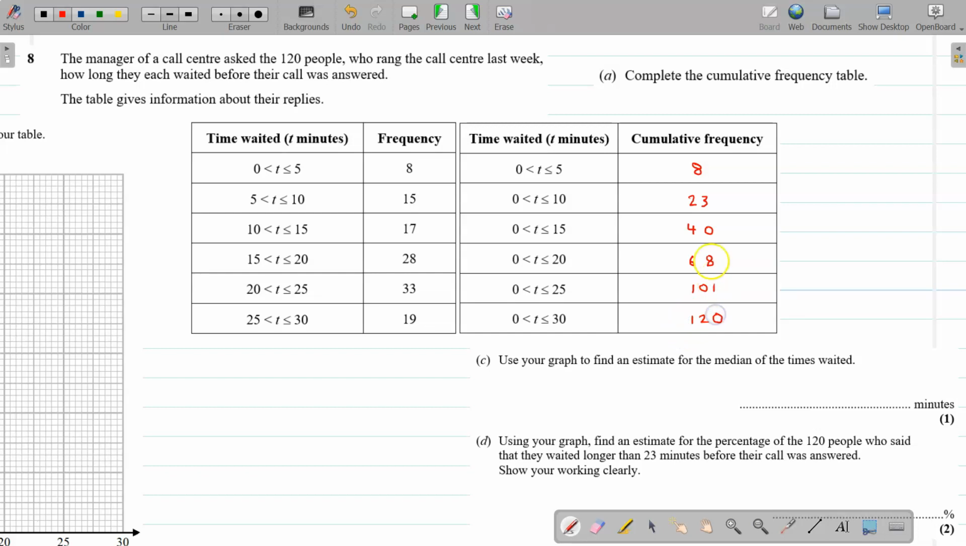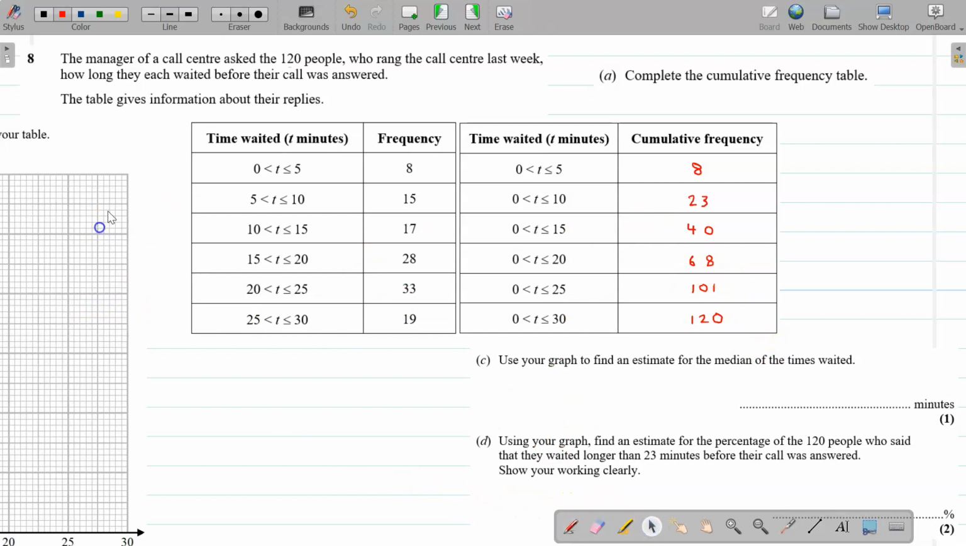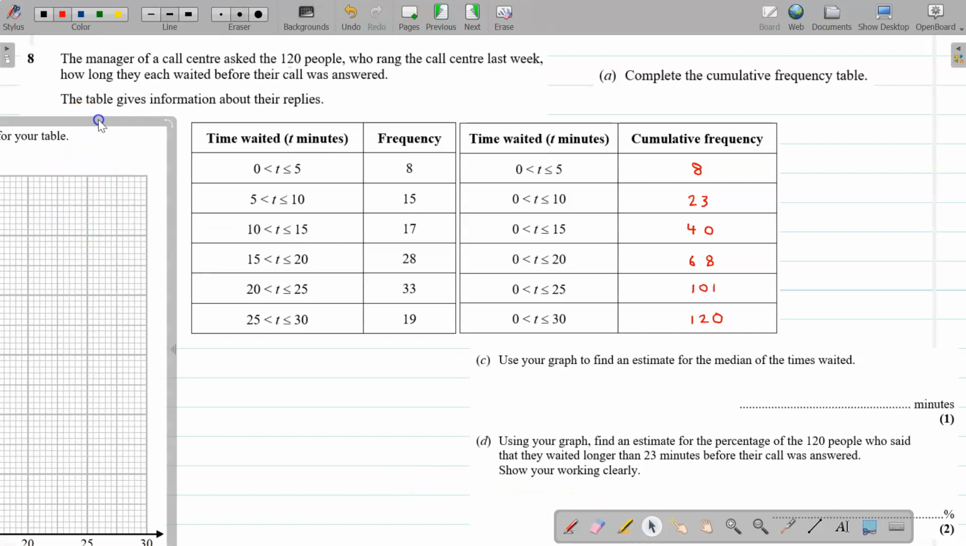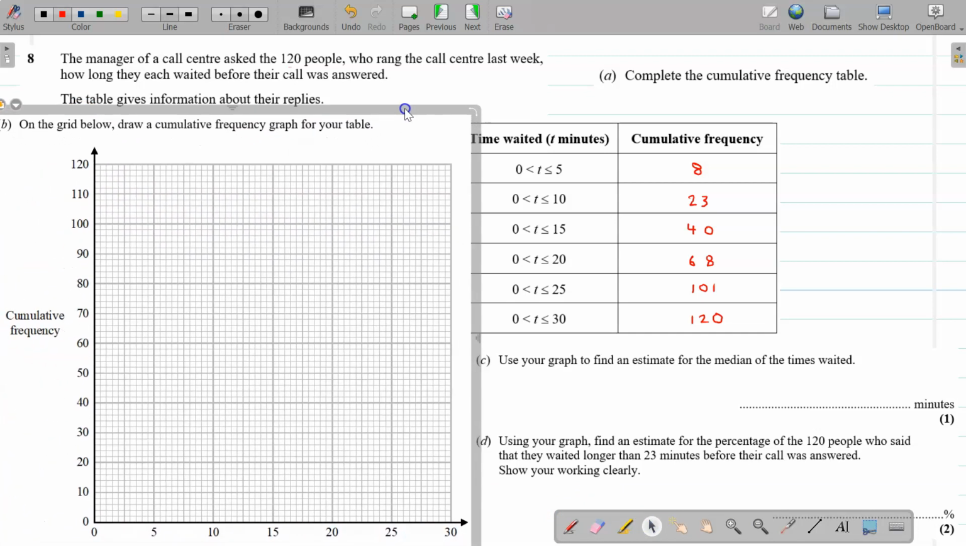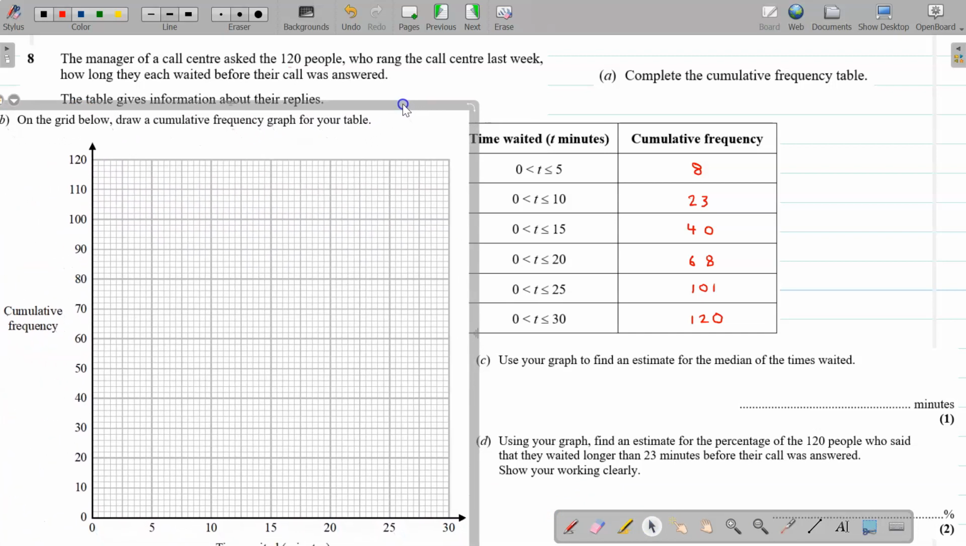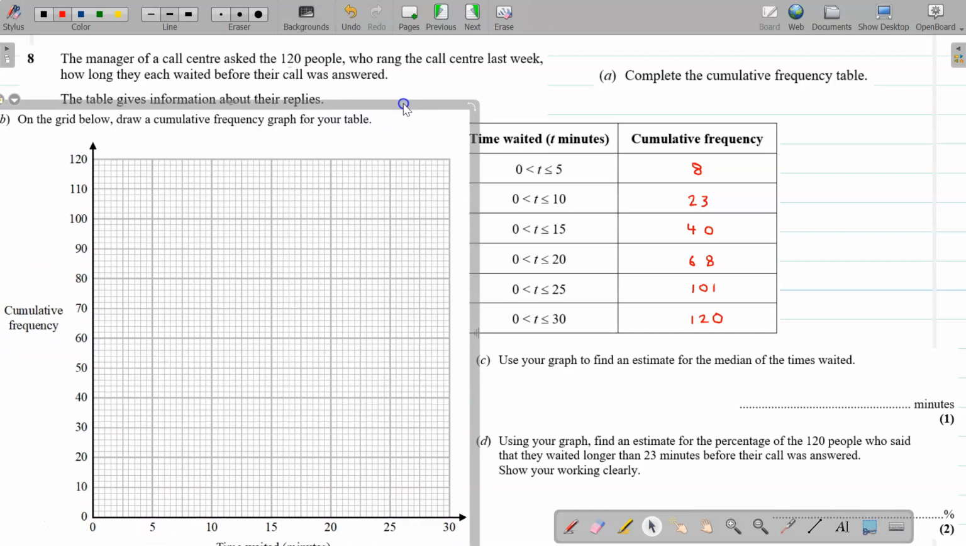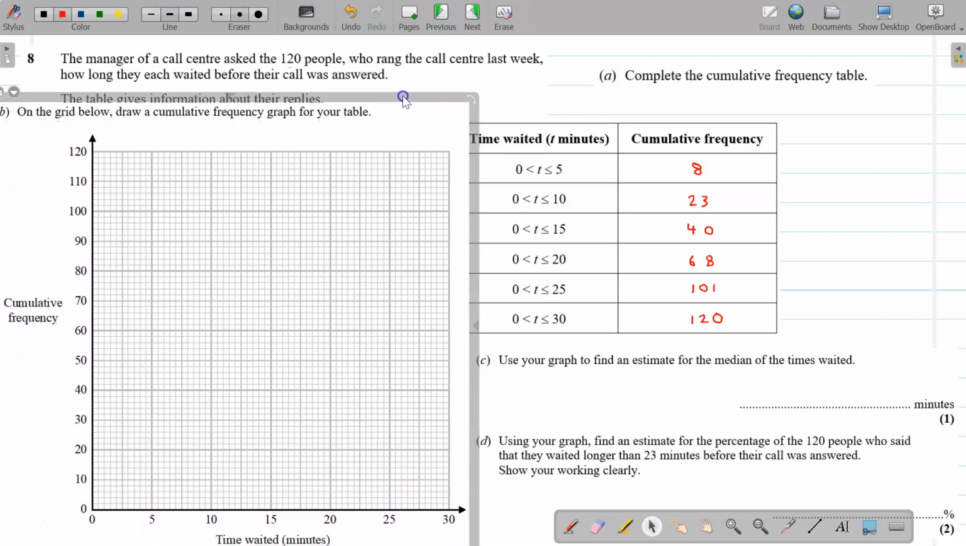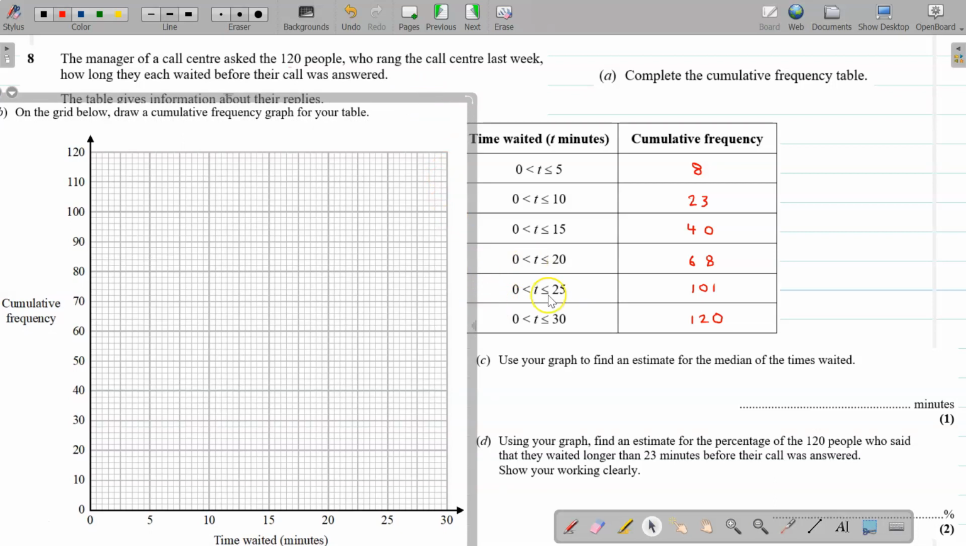And usually in the question, they tell you what that should be. And indeed, it says 120 there. So we know that one's right. Okay, part B, which is over here. I'll just bring this graph across. Now we're going to bring it across to here because we've finished with that part of the table now. So here's our grid, and we've got to plot the cumulative frequency on this graph.